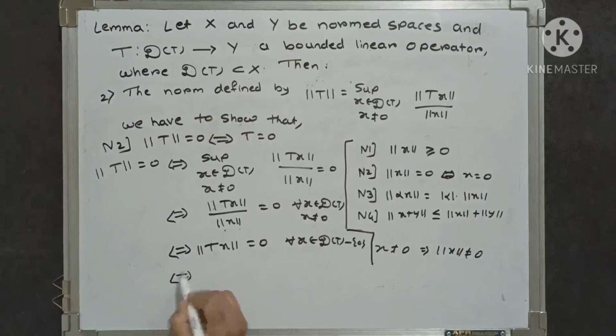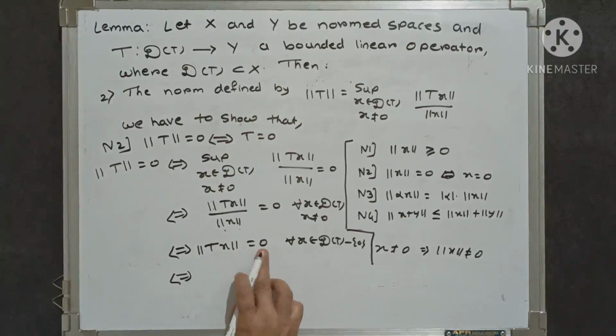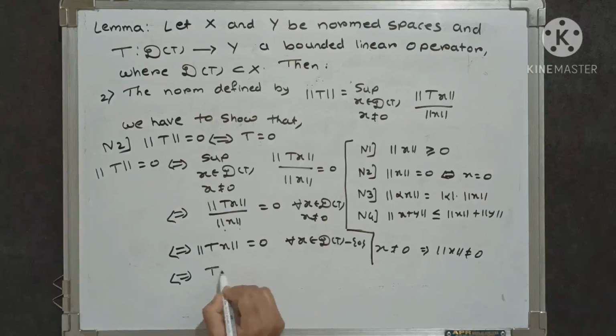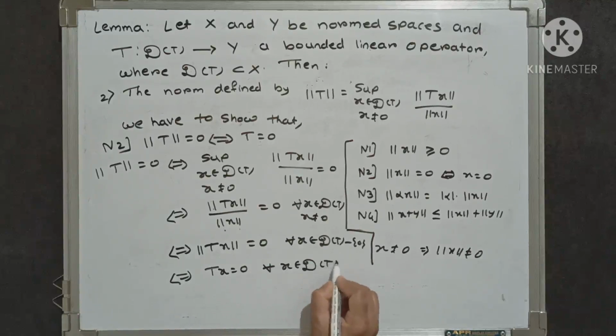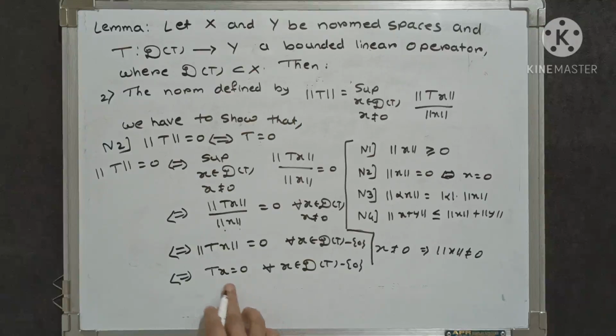If and only if now, norm of Tx, this is the norm on Y, and Y is a norm space, therefore norm of Tx equals 0 if and only if Tx equals 0 for all x belongs to D(T) minus singleton 0. As it is true for every x belongs to D(T) minus singleton 0, that means images of all the points of D(T) minus singleton 0 equal 0, it is possible only when the operator equals 0, and therefore if and only if T equals 0.